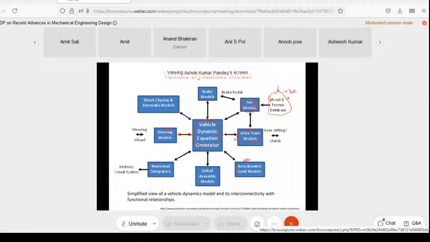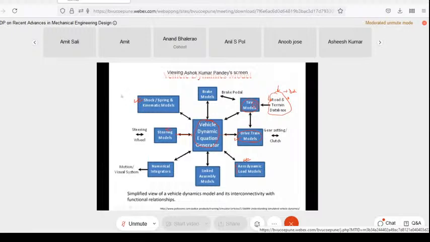Now to do ride comfort analysis, this particular block is very, very important, which is your shock or spring and kinematic model. So, suspension model basically. There are different kinds of models that we know. One is called the one degree of freedom quarter car model, right? Second is your 2 degrees of freedom quarter car model, then the 3 degrees of freedom quarter car model.